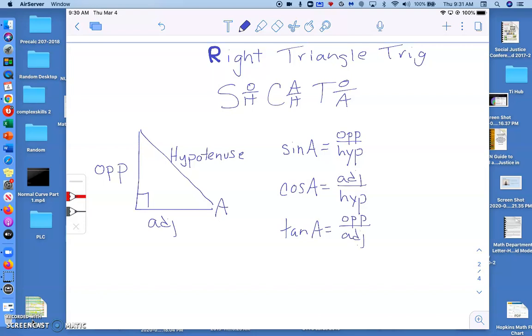Those three you've done in the past, but we're adding three more that are called the reciprocal functions. If I was to say the cosecant of A, that's just the reciprocal of the sine, so it's the hypotenuse over the opposite. The secant of A is the hypotenuse over the adjacent. And the cotangent of A is the adjacent over the opposite.